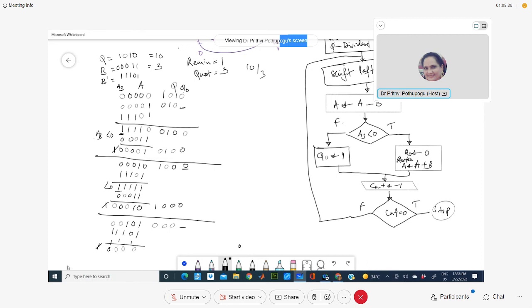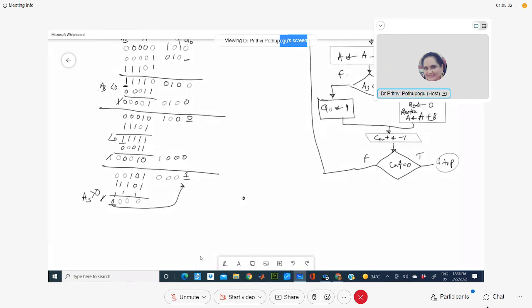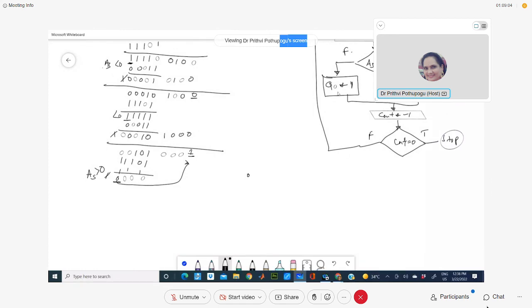Discard this. Now see here, A is greater than 0. Why? Because this 0 indicates positive. So if this is positive, your Q naught will be 1. Q naught will be 1 means that we don't need to add the B bit again. Okay.